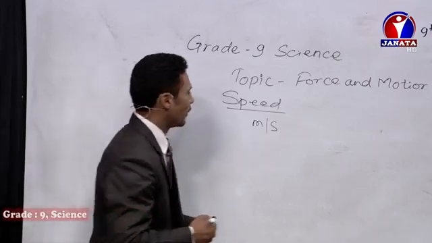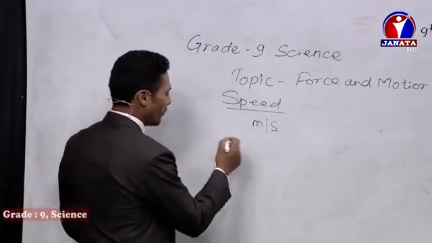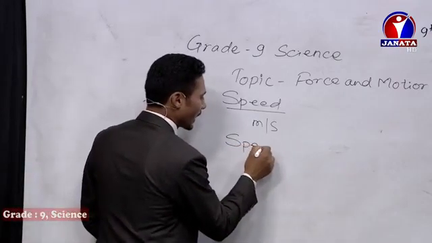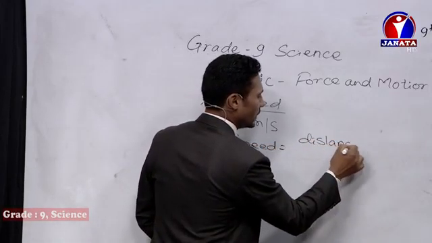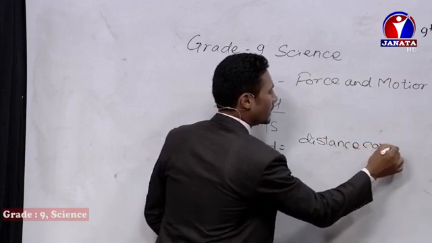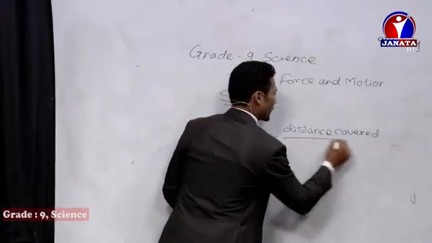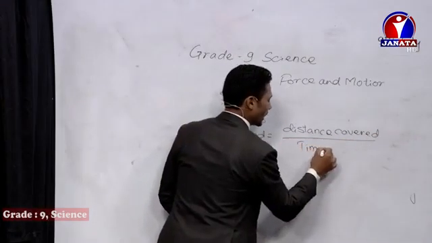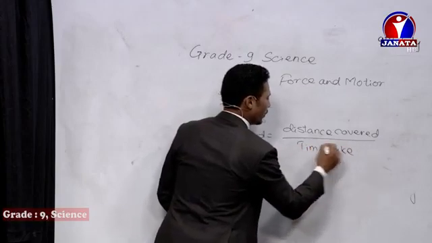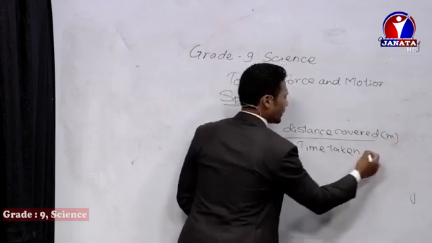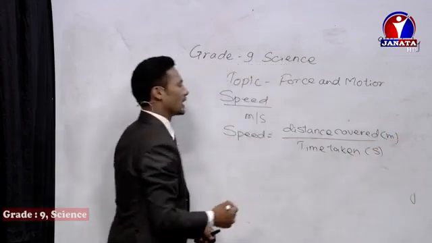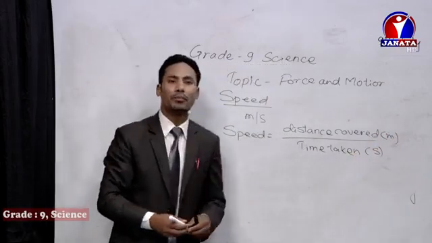Okay, and we can write down the formula for the speed. Speed can be calculated by the distance covered by time taken. So the unit of this distance covered is meter, and the time taken is second. So its SI system of unit is the meter per second.